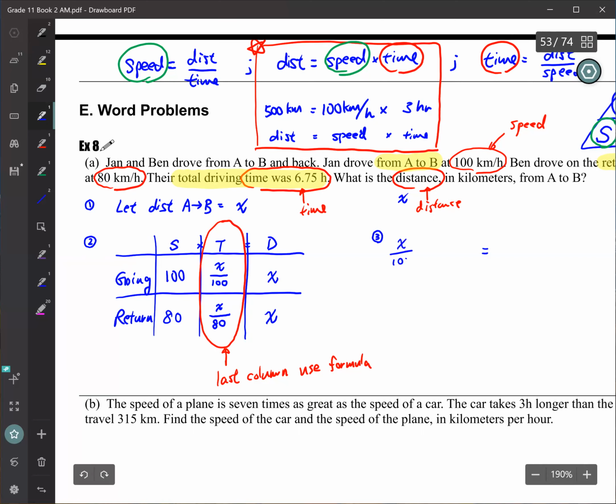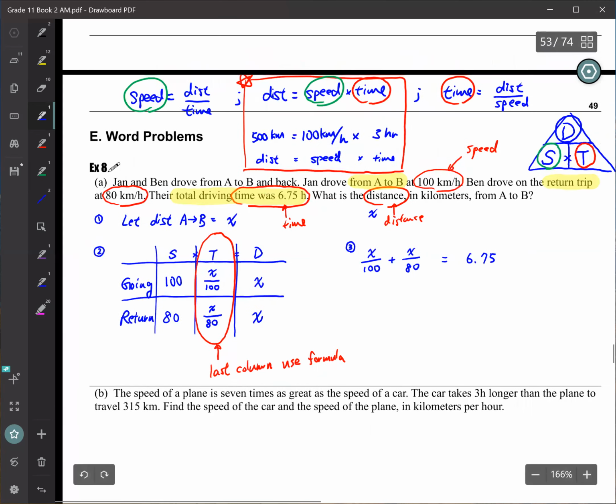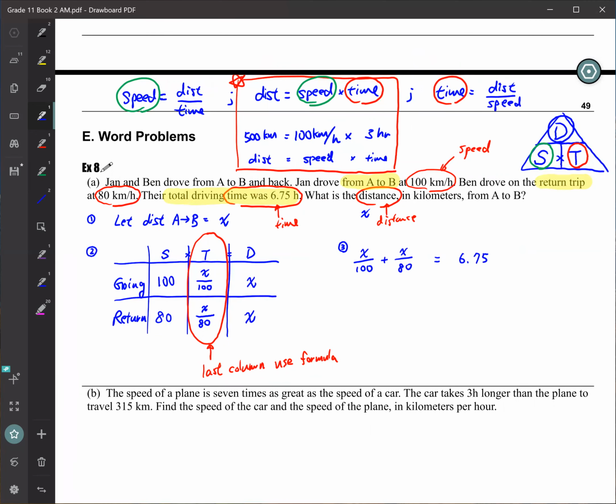Very good. Okay, so each of the boxes represents a different trip, right? So x over 100 means the time of going added with the time of returning. Okay, it should give you the total time, right? Total time of 6.75. So there you go. That's your rational equation. So once you get to the rational equation, then you use what you learned before the break, how to solve rational equations. Okay, we need to get a common denominator.